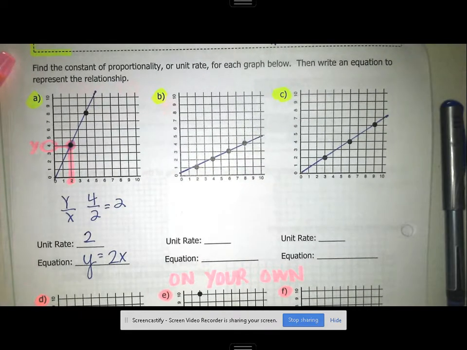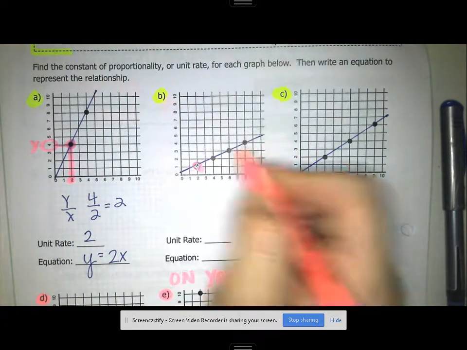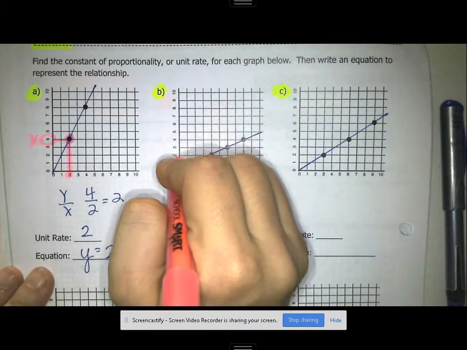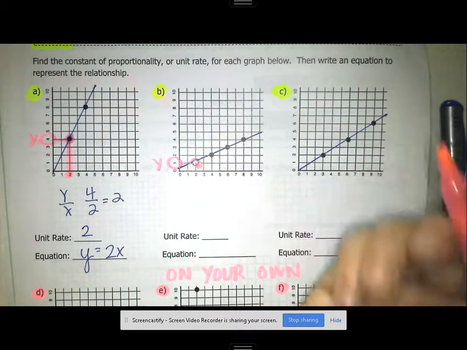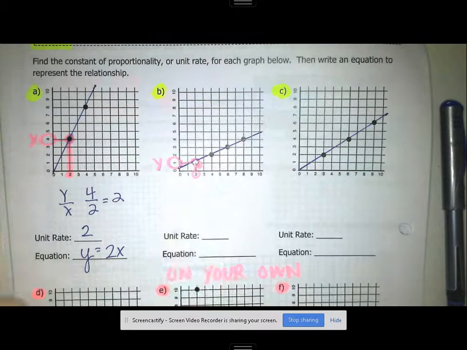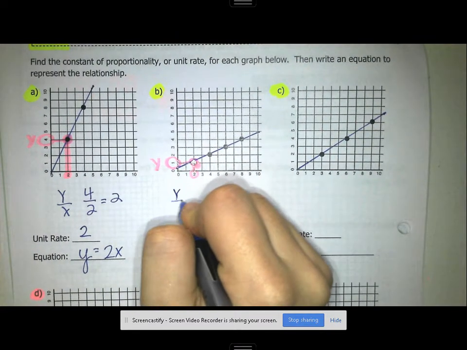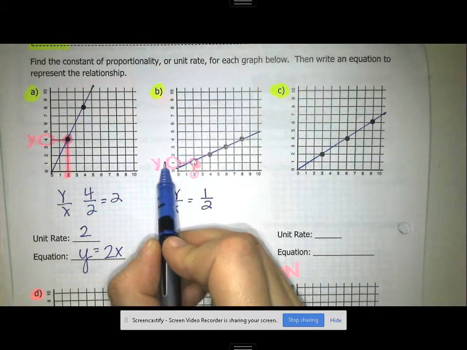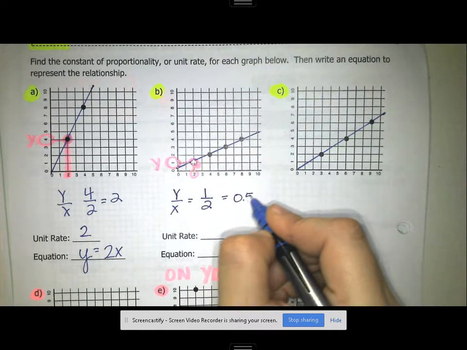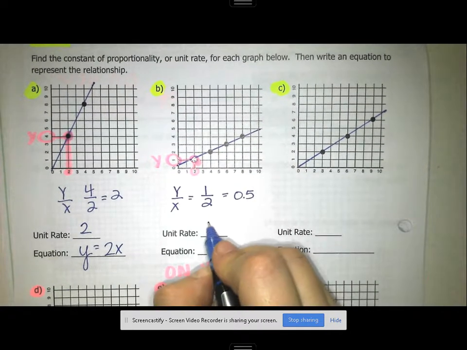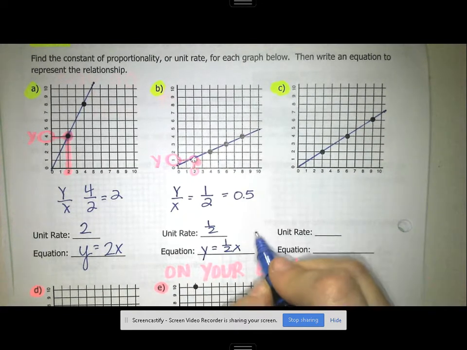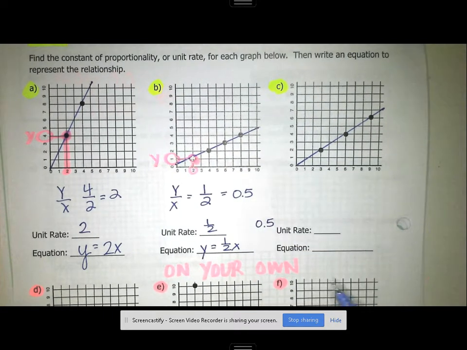All right, let's do another one. You pick a point. It doesn't matter which point you pick, but I pick the lowest one because those are the smallest numbers. You go over to your y. I label it my y to remind myself that's the one that goes in the sky. You go down to your x. To find the unit rate, you do y divided by x. In this case, it's 1 divided by 2. Now, I could put this as 0.5, or I could just leave it as 1/2. So the unit rate's a half, and the equation is y equals 1/2 x. But you also could have said the unit rate is 0.5, and I would have accepted y equals 0.5x.